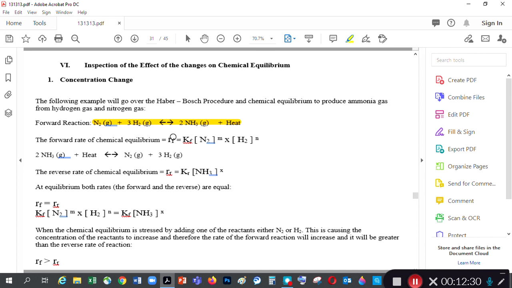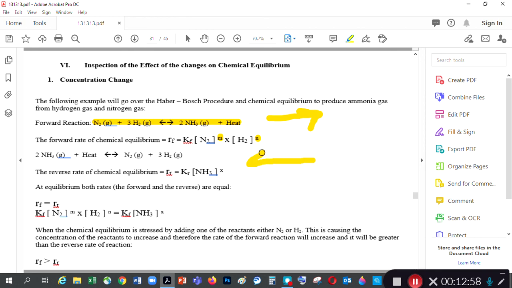So now if you look at this reaction here, you come up with the rate of the forward reaction. The rate of the forward reaction is the rate constant of the forward reaction multiplied by the reactants, in this case nitrogen and hydrogen, raised to the reaction orders. M and N are reaction orders, not the number of moles; that's kinetics. So now if you reverse this reaction, this is the forward, this goes this way, forward.